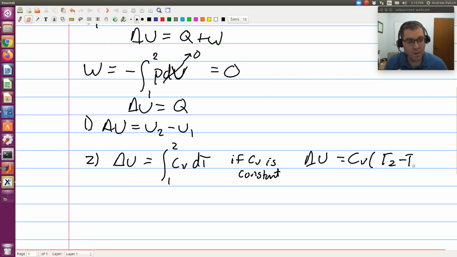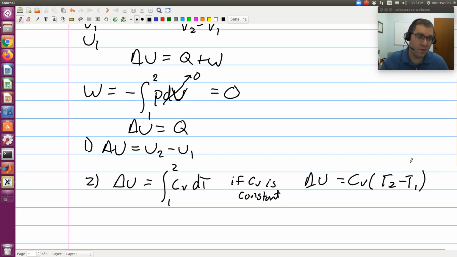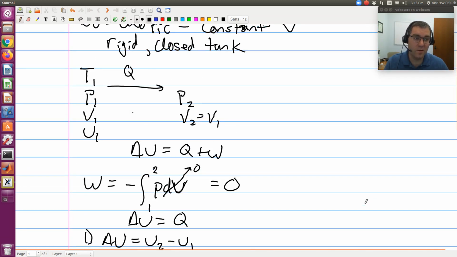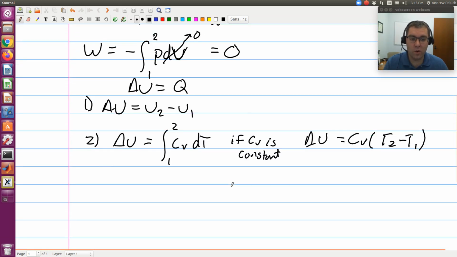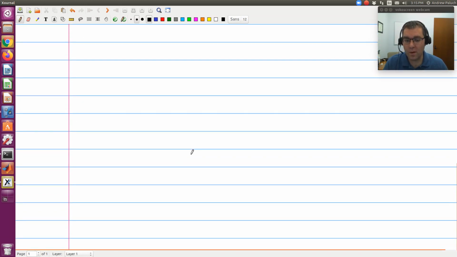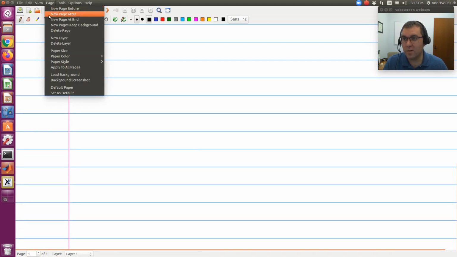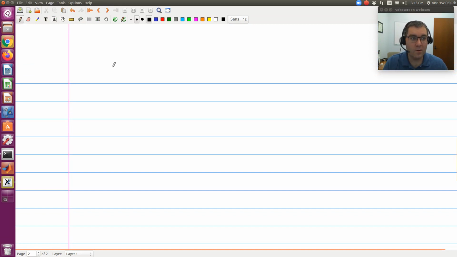In general, CV is not independent of temperature, so you'd have to integrate it, but here we'll assume it's constant because that's what shows up on your quiz. So that's our isochoric process. Let me add a new page and let's go to the next one. We'll also look at isothermal, isobaric, and then adiabatic is the one that comes up. So that's isochoric. Which one should we look at next?